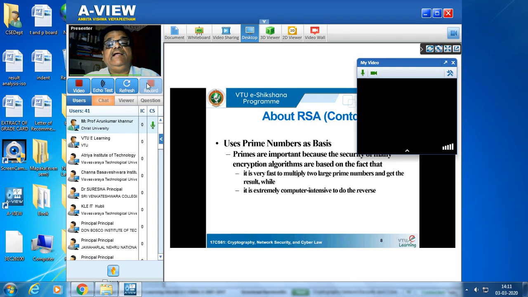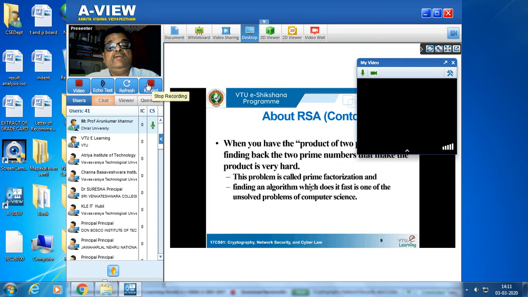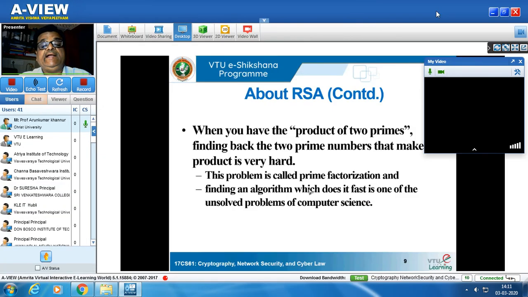Interested in providing security. When you have the product of two primes, finding back the two prime numbers that make the product is very hard. This particular problem is called prime factorization, and finding an algorithm which does it fast is one of the unsolved problems of computer science.